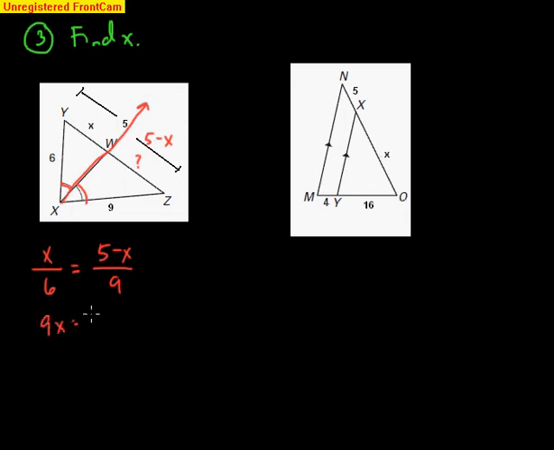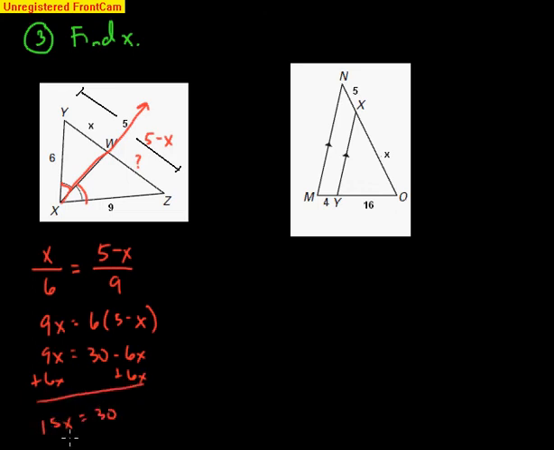So go 9x equals 6 times 5 minus x. I'll distribute: 9x equals 30 minus 6x. I will add 6x to both sides to get 15x equals 30, and then divide by 15. Okay, so we have 15x equals 30. Divide by 15 to get that x all by itself. X is 2. Okay, so don't get tricked up by this. All right, if you have 2 of the 3, you can always write an expression for the third one.